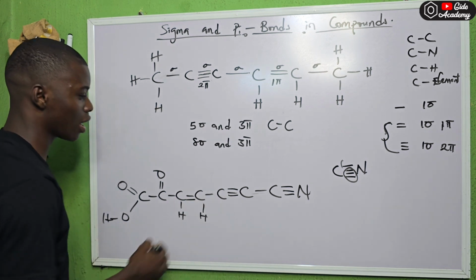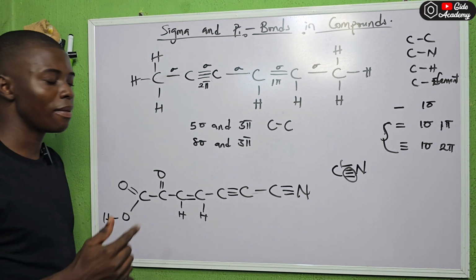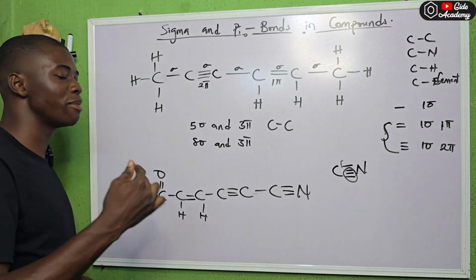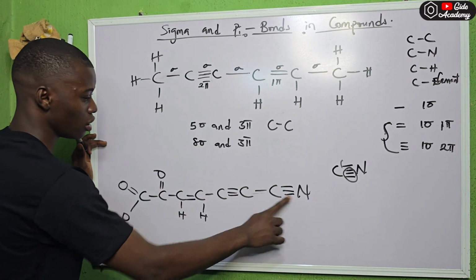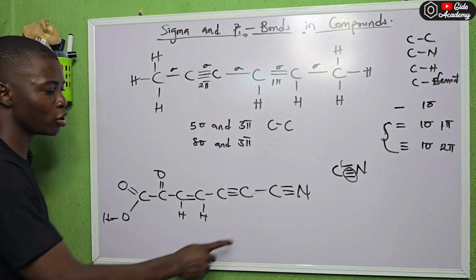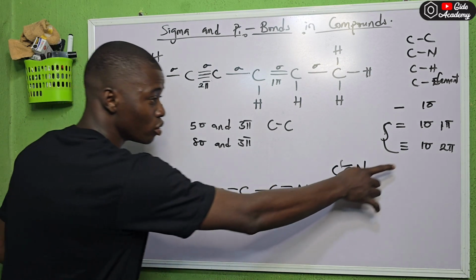So now let's look at this. This is a balanced structure. They might ask you how many sigma bonds are present between carbon and nitrogen. So this is carbon to nitrogen. Then how many sigma bonds do you have there? 1. And how many pi? 2 pi, because it's a triple bond.